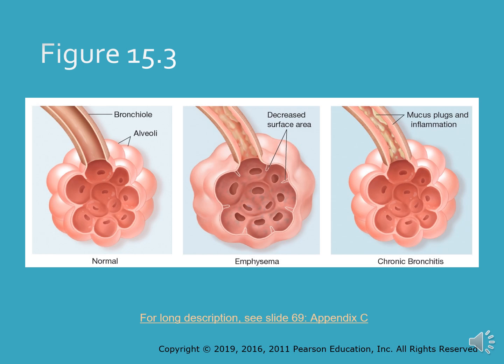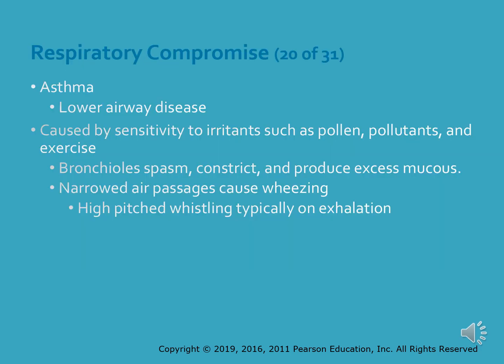In this figure, you're going to see how emphysema affects the alveoli and bronchitis affects the bronchioles. Asthma is a reactive airway disease that affects millions of people in the United States. Asthma is a disease of the lower airway caused by increased sensitivity or reaction to a variety of irritants such as pollen, pollutants, and even exercise.